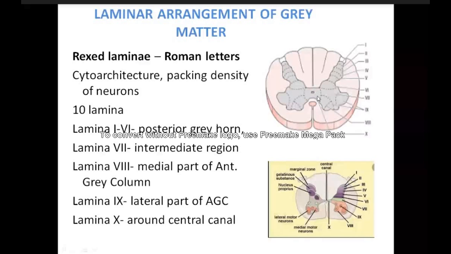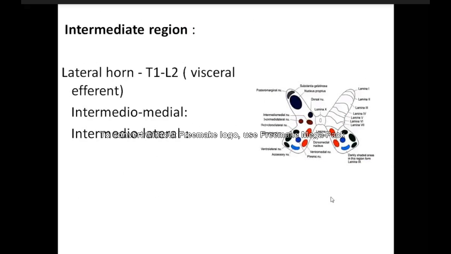So in this figure also you can see within the posterior horn 1, 2, 3, 4, 5, 6. They are present within the posterior horn. 7 is in the intermediate region. 8 is in the medial part of the anterior horn, and 9 is present in the lateral part of the anterior horn. And 10 is in the gray commissure around the central canal. So this is the Rexed classification. You should know this, and you should know the different neurons. It is important, for example, how the muscles of the upper limb are supplied, so you should know the neurons, which are motor in function and which are sensory in function.